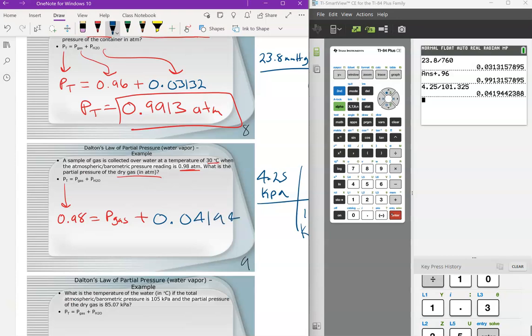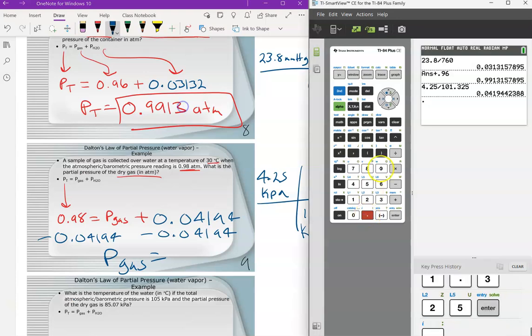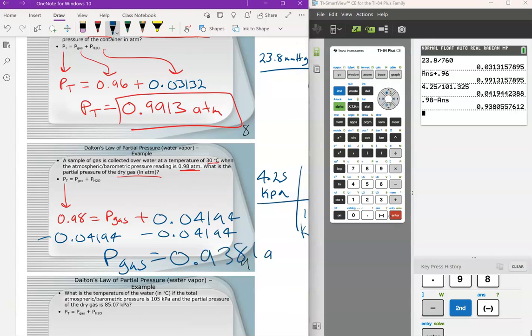Okay. So now in order to solve for the pressure of the gas, I would have to subtract that value from either side to get my final answer. So the pressure of the gas is going to be 0.98 minus 0.0419. And so my final answer for the pressure of the gas is 0.9381 atm.